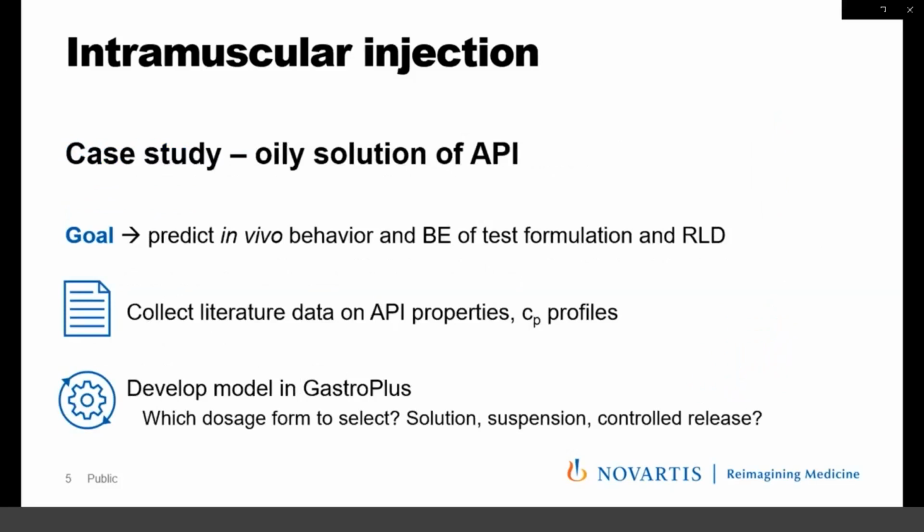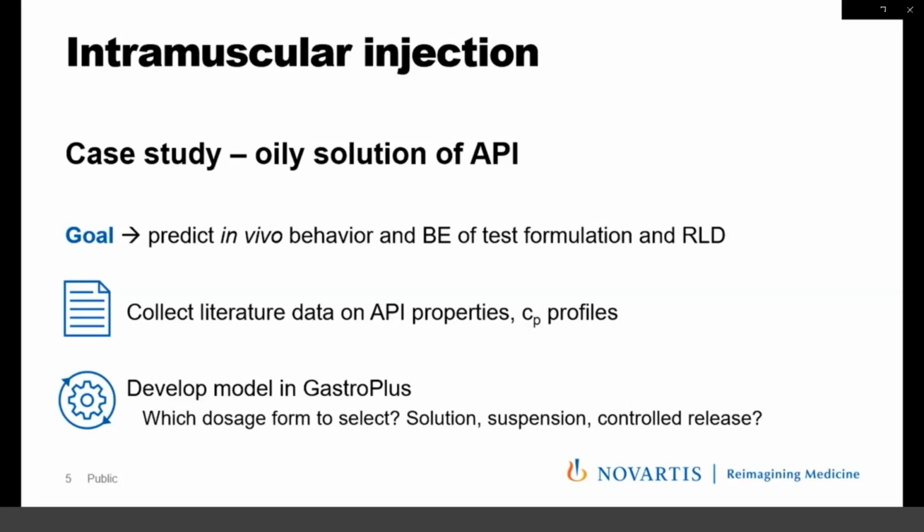The case I'm going to present is the model developed for an oily solution of API. The goal of the modeling exercise was to predict the in vivo behavior and bioequivalence of the test formulation and RLD. First, all relevant literature data on API properties was collected, including all available plasma concentration profiles after administration of the API in any formulation, including intravenous.